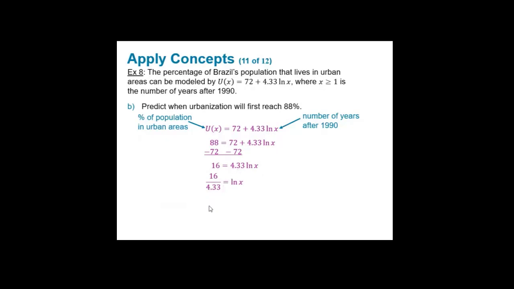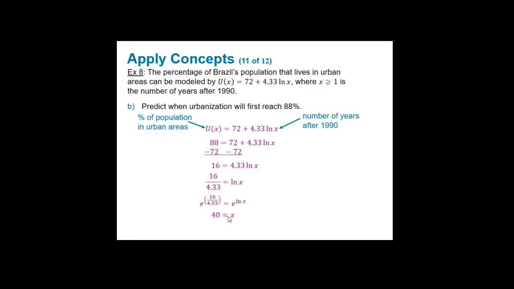sides by 4.33. I went ahead and then exponentiated both sides, and I used the base E because I'm dealing with natural log, which is log base E. So this right side is just going to simplify to X. The left side, I'm going to put into my calculator. So E to the 16 divided by 4.33, 40.25161452. Again, there aren't any rounding instructions. Since we're dealing with years, I just went ahead and rounded to 40.